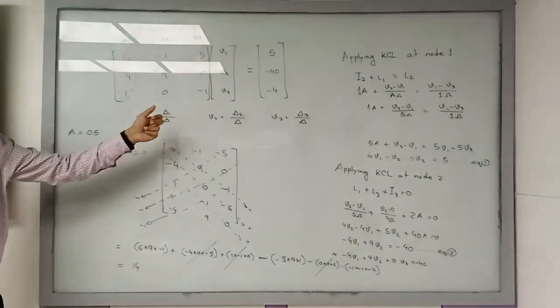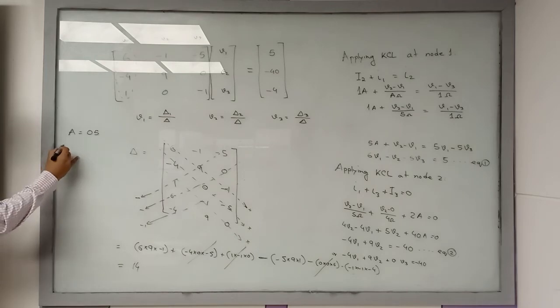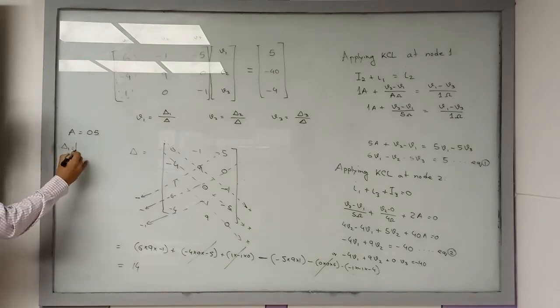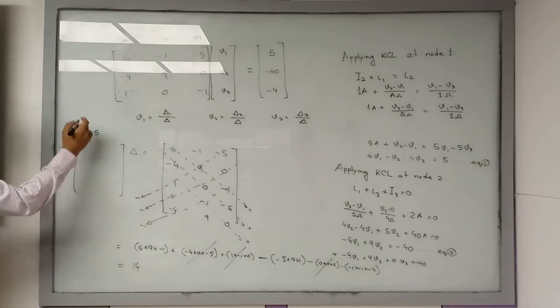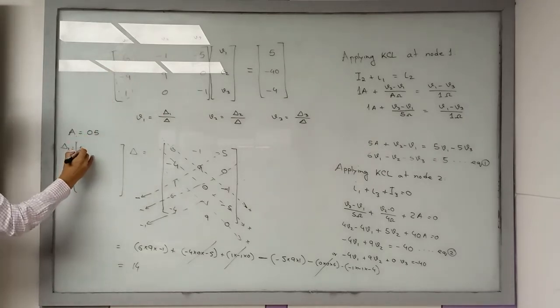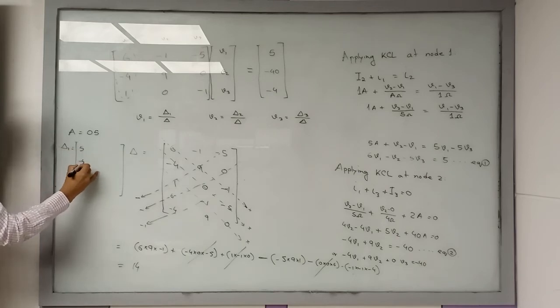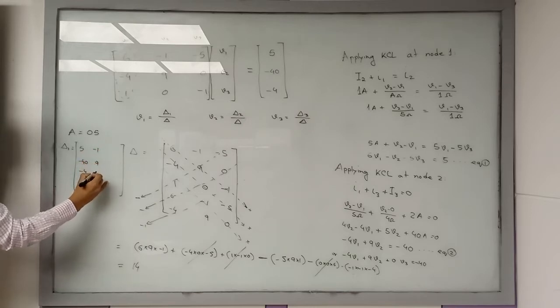Now you have to find the determinant del 1. So to find determinant del 1, the matrix should be this. So this column will be replaced by the constant. The other columns should be the same.